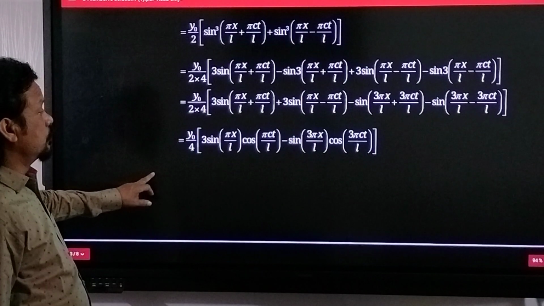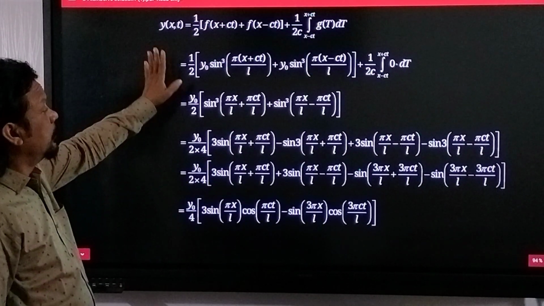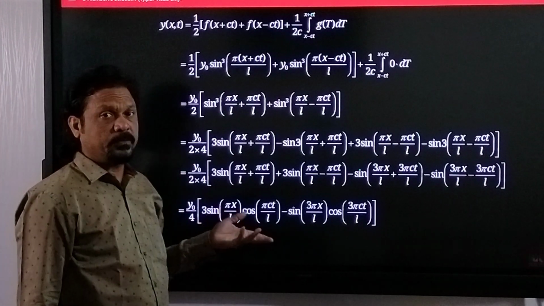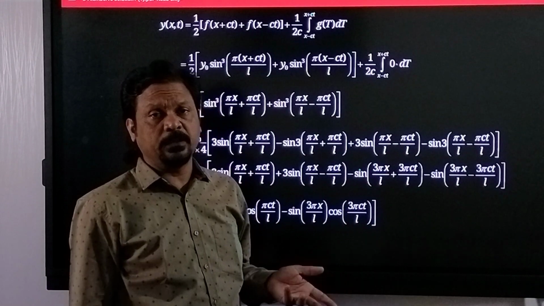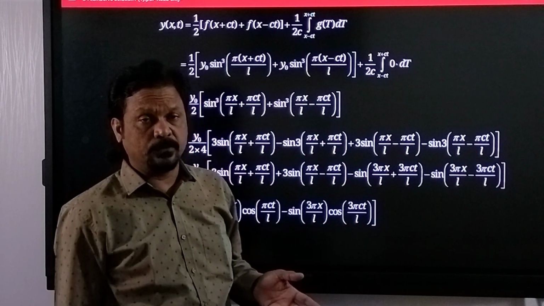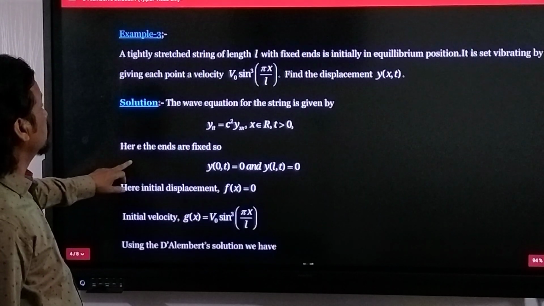Okay. So if we apply the D'Alembert solution, it becomes very easy. See here, in 4 to 5 steps you can solve the problem. Okay. So if we apply the general method, it will take 2 pages or more than 2 pages. Okay. So see here. Another question.